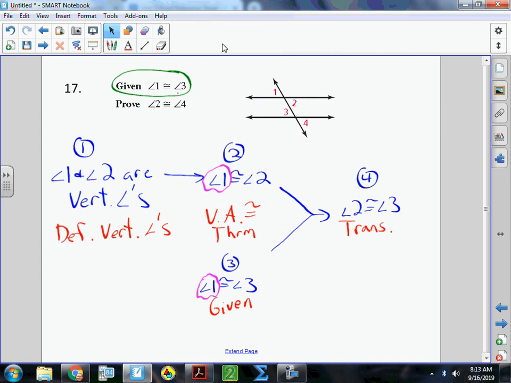So I've kind of finished out that train of thought. I started with vertical angles. I got congruent angles because of it. I used a given and I used the transitive property. And now I've taken care of the given and I've proved that angle 1, angle 2, and angle 3 are all the same. So I'm trying to prove angle 4. I don't have any more givens to use, so I'm going to look for a vertical angle again.